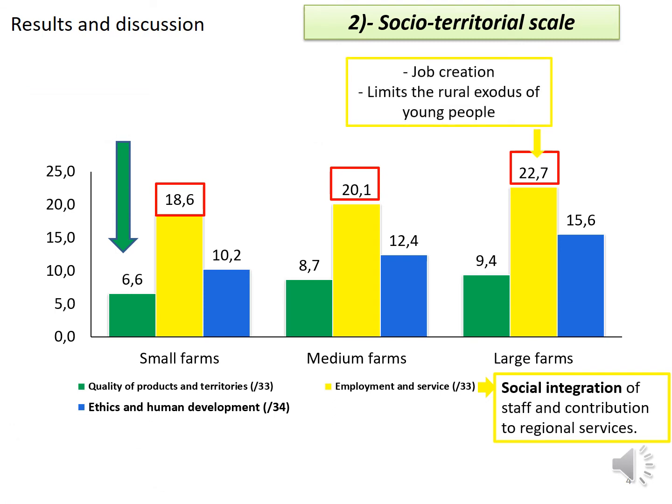Size slightly affects the employment and services component, especially the indicators that promote autonomy and good management of natural and human resources. For example, rainwater harvesting, seed autonomy, use of renewable energy, autonomy in fertilizers and food from the livestock, as well as multifunctionality and job creation.